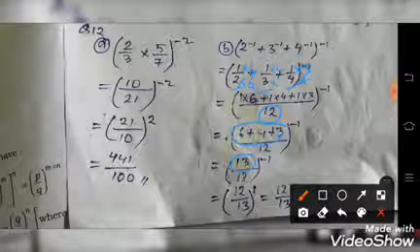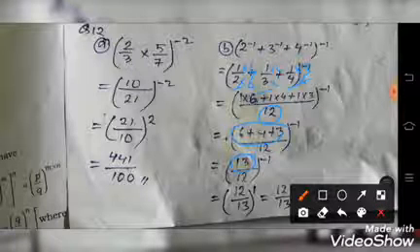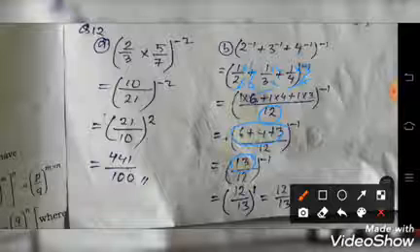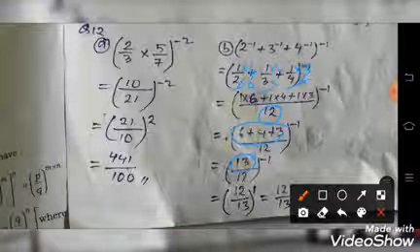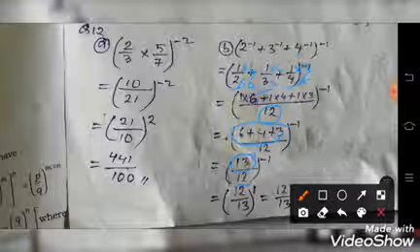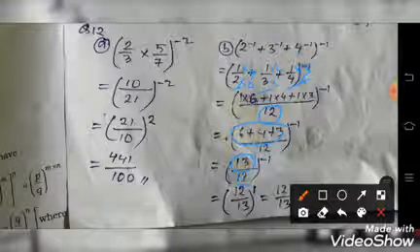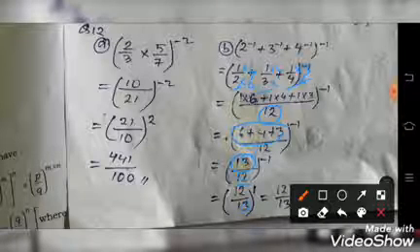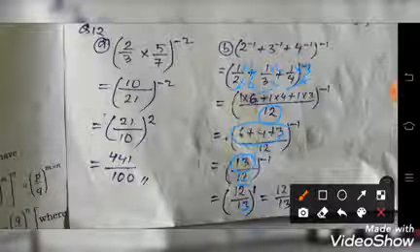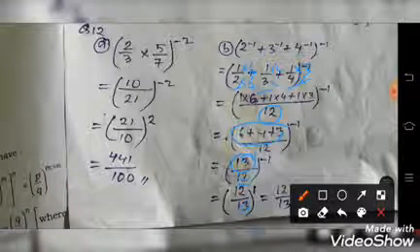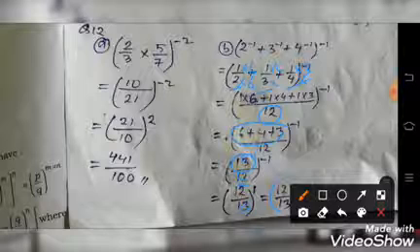And now you have to convert it into a positive exponent, so the denominator will come up and the numerator will go down, then this negative exponent will turn into a positive exponent. So this is the answer.